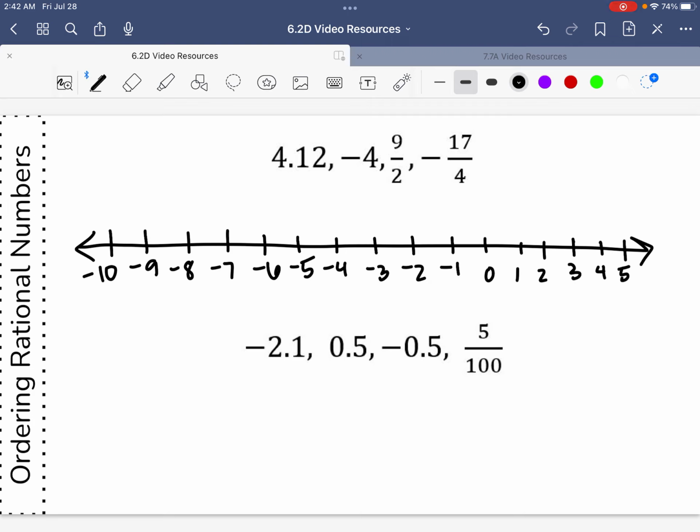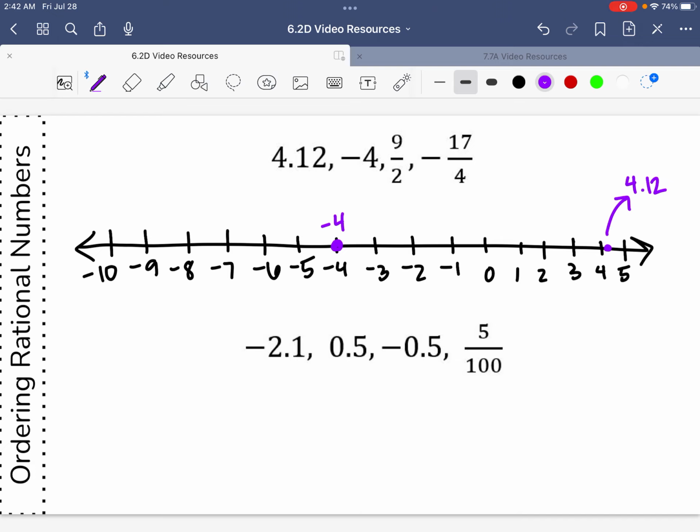All right. So the first number that I know that I can place on this number line is 4 and 12 hundredths. I know that it's between 4 and 5, but very close to 4. So I'm going to put a dot right there and draw an arrow and write 4 and 12 hundredths. The next number that I know I can graph immediately because it's an integer is -4. And then I have 9 halves and -17 fourths.